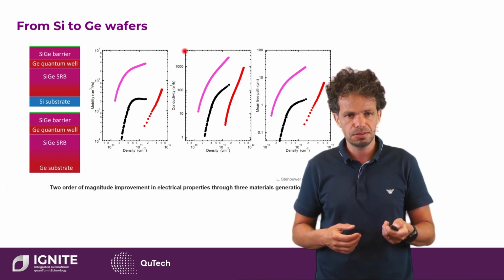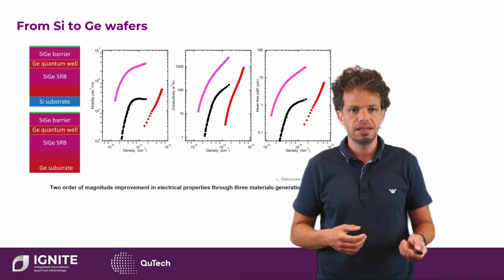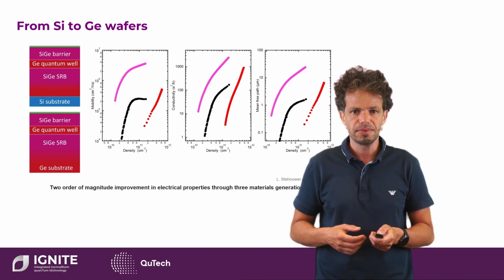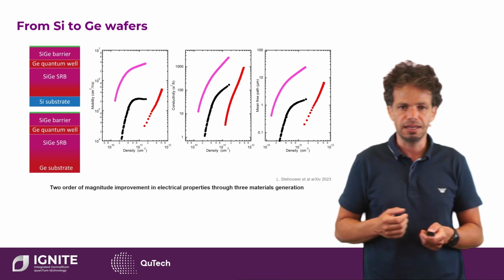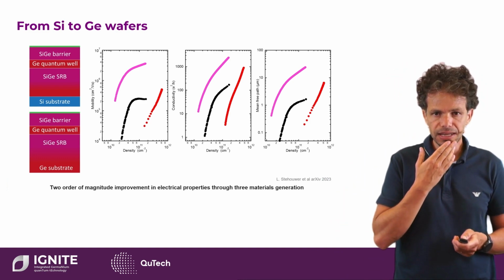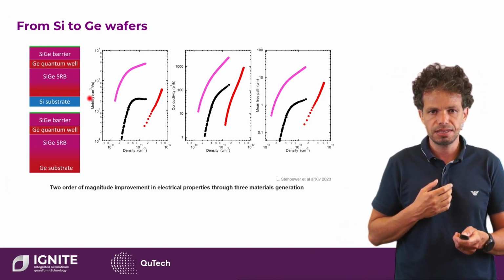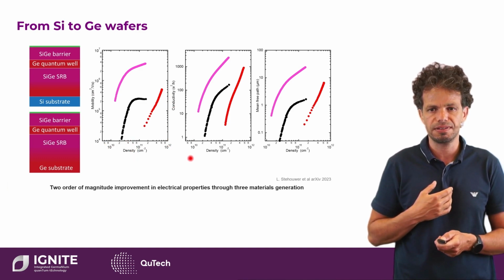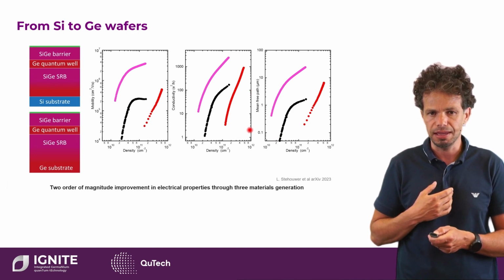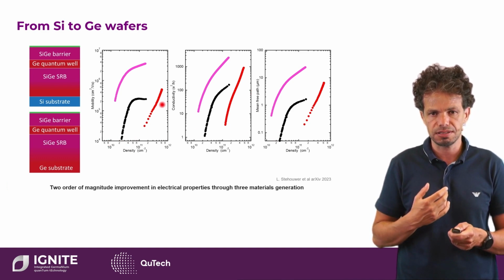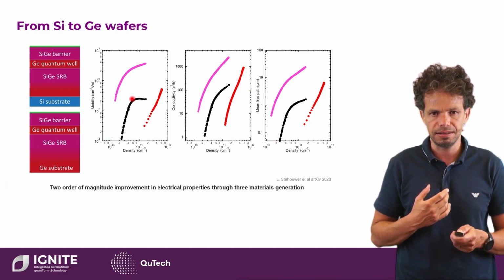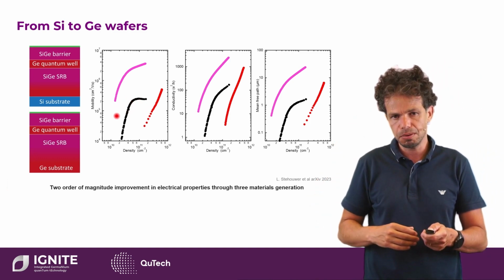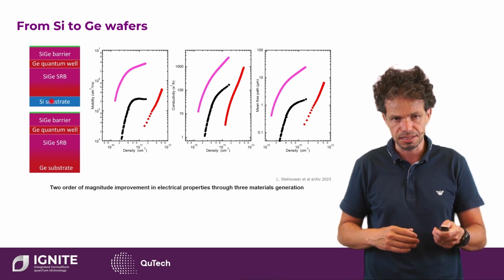Once we had these two materials, we fabricated heterostructure field effect transistors, as I indicated before. Now let's see what happens to mobility and percolation density. In these three graphs, we show the mobility as a function of density, the conductivity as a function of density, and the mean free path through these three generations of materials. Red and black are the ones I mentioned before: a shallow quantum well and a deeper quantum well, both on a silicon substrate.